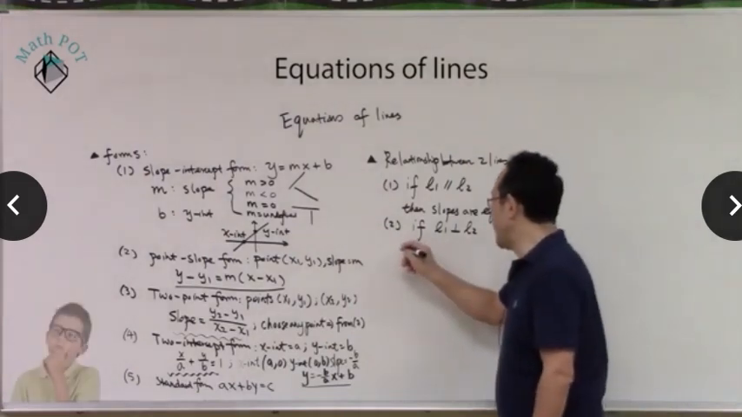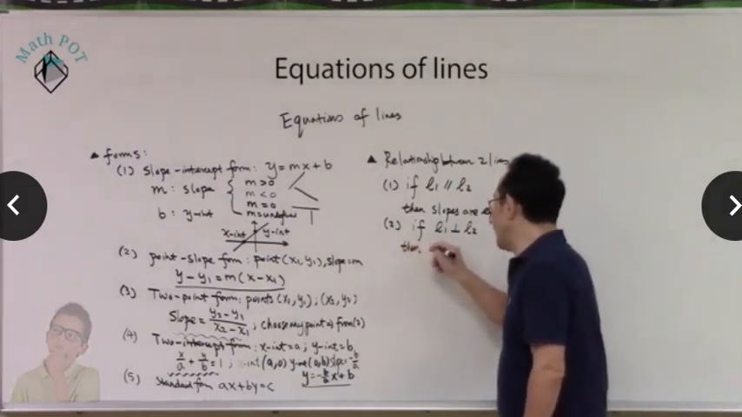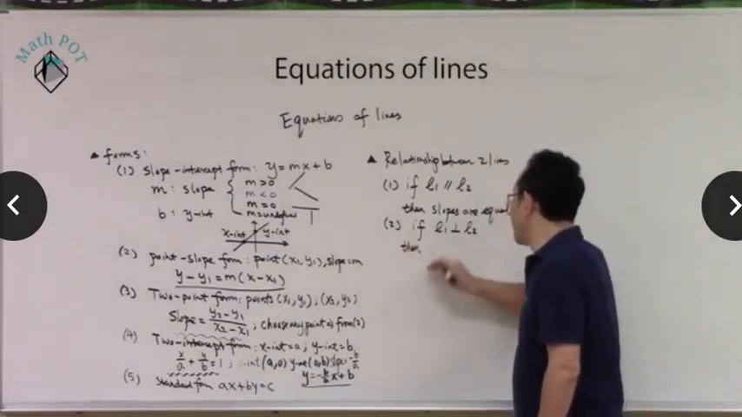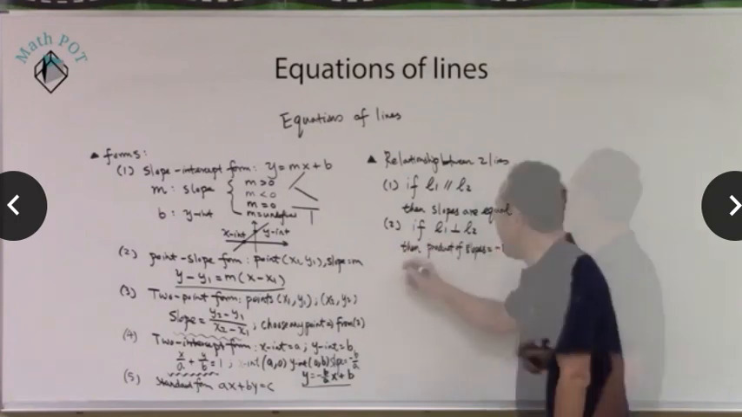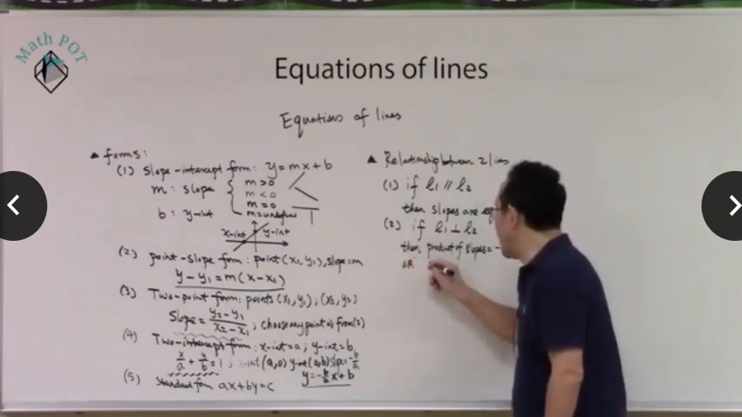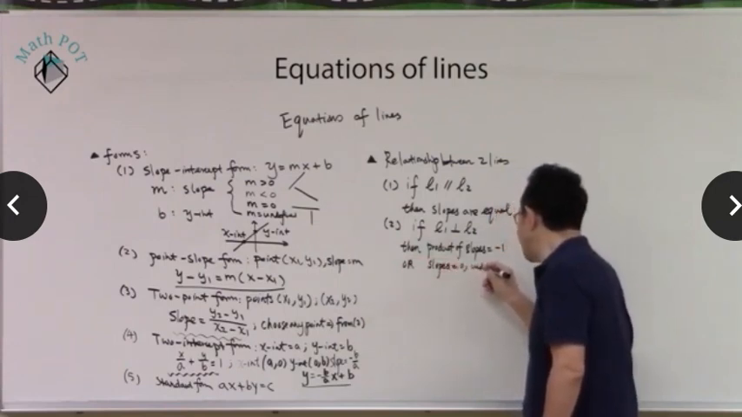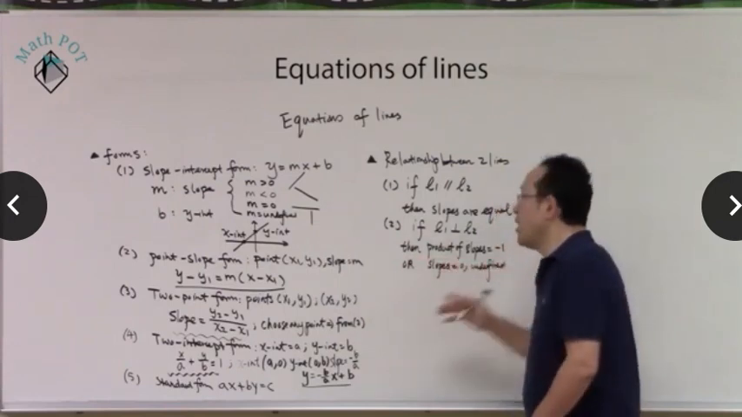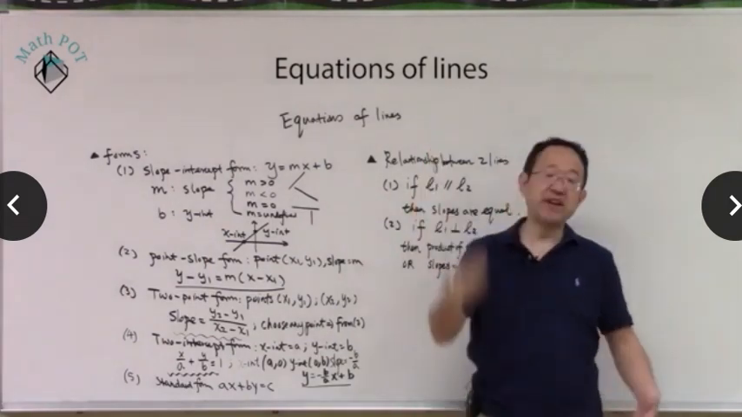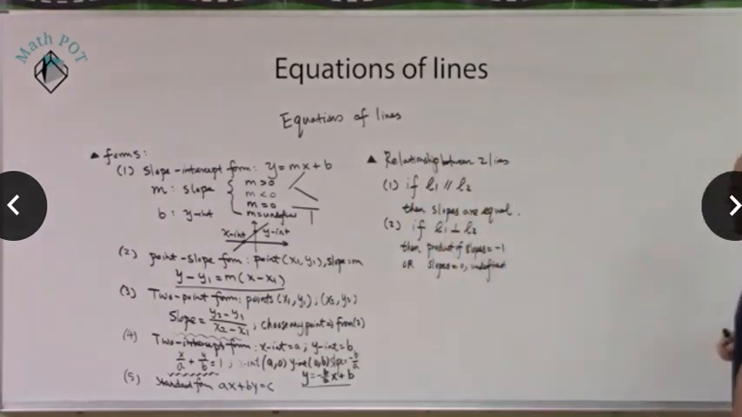So basically, either the product of the slopes equals -1, or one slope equals 0 and the other is undefined. Basically, we have one horizontal line and one vertical line. Definitely they are perpendicular to each other.